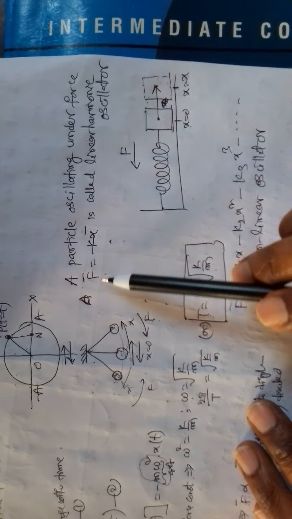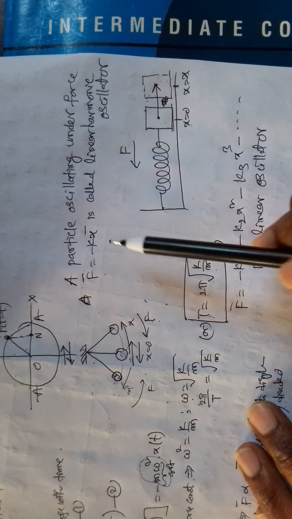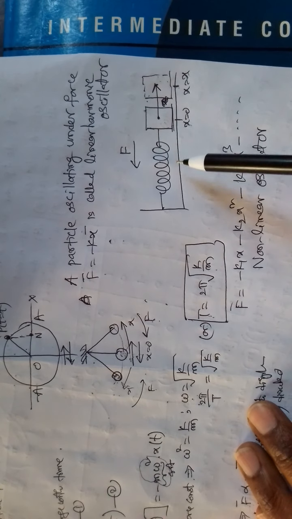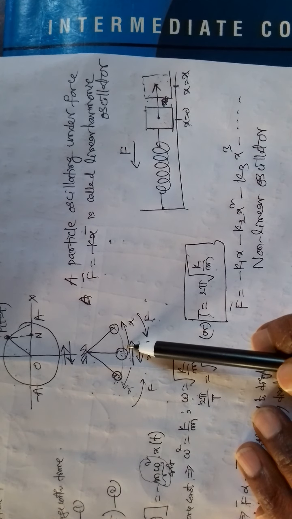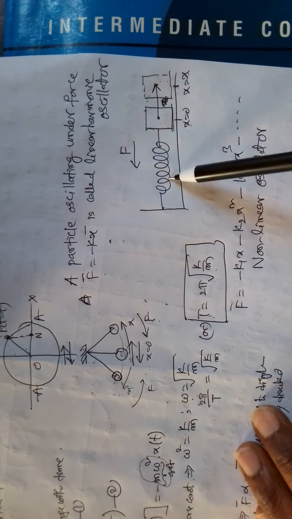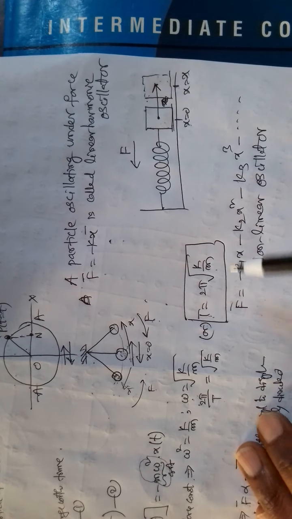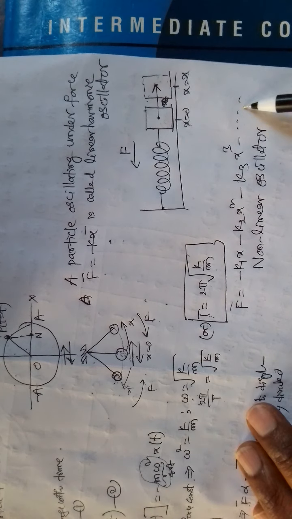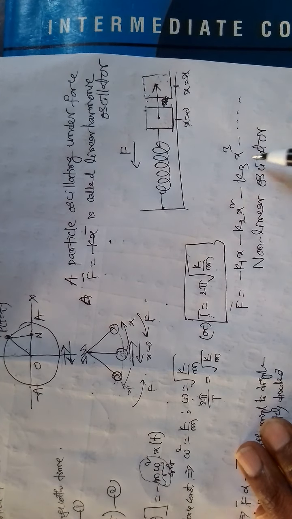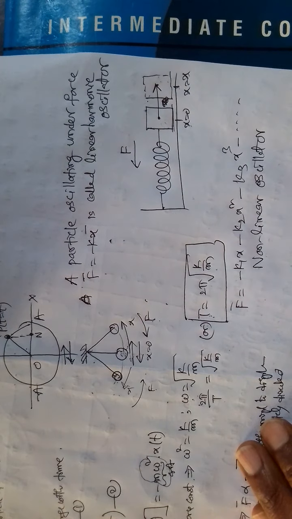See, if the force equation contains only the x term, then the oscillator is called a linear harmonic oscillator. Simple pendulum is a linear harmonic oscillator. Mass spring system is a linear harmonic oscillator. If the force expression contains not only x but also x square and x cube terms, then the oscillator which obeys this equation is called a non-linear oscillator.